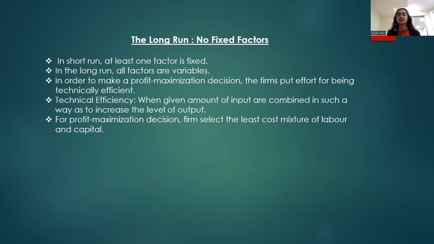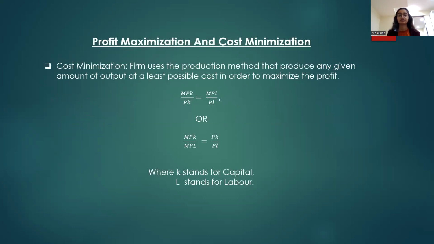In the short run, at least one factor is fixed, but in the long run, all factors become variable. In order to make a profit maximization decision, the firm puts effort into being technically efficient. The term technical efficiency refers to when a given amount of input is combined in such a way as to increase the level of output. For profit maximization decision, the firm always selects the least cost mixture of labor and capital.